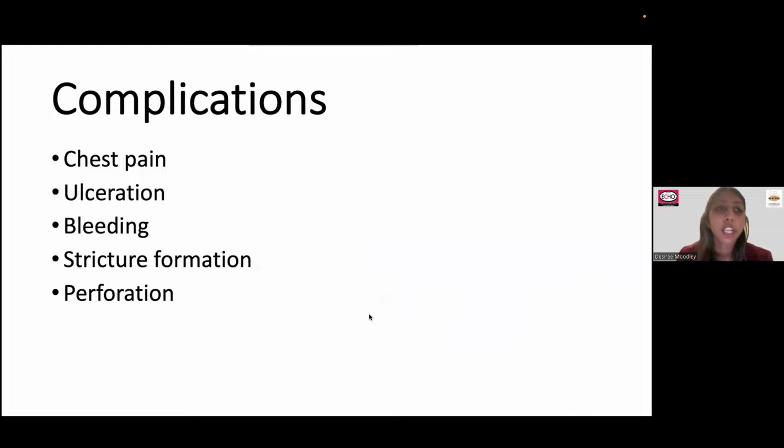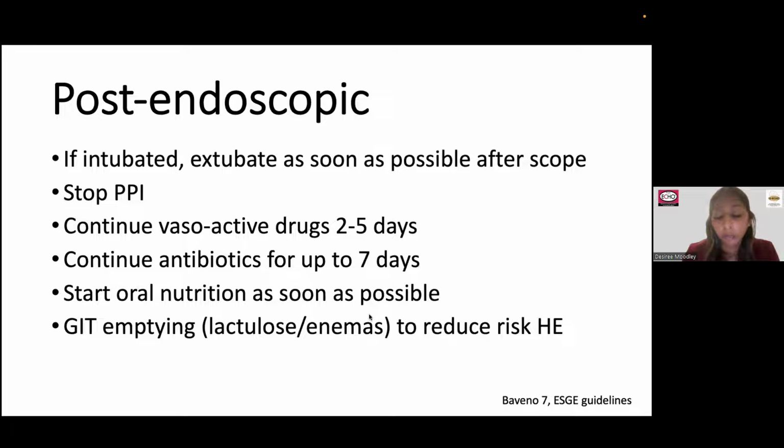Complications, we know they can get chest pain, ulceration, as we saw previously, bleeding, stricture formation, and they can perforate. After, if you've successfully gotten control of the bleeding, then post-endoscopically, if they're intubated, extubate them as soon as possible. Stop the PPI, risk of bacterial translocation, and there's no indication for it. Then you're going to continue your vasoactive drugs for 2 to 5 days, continue your antibiotics for up to 7 days, and then you want to start oral nutrition as soon as possible.